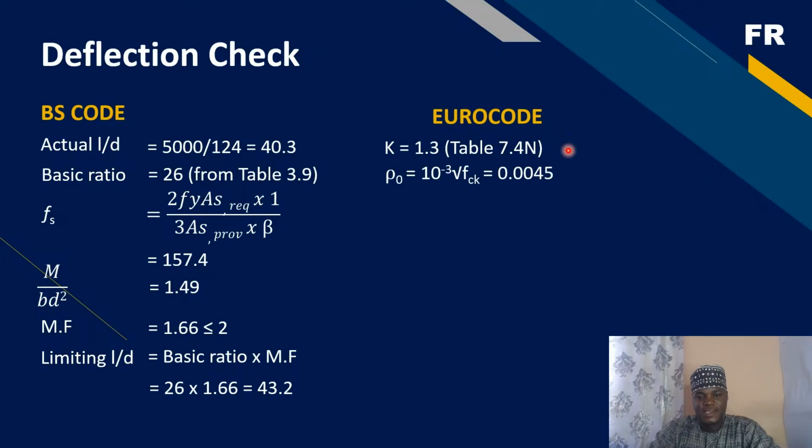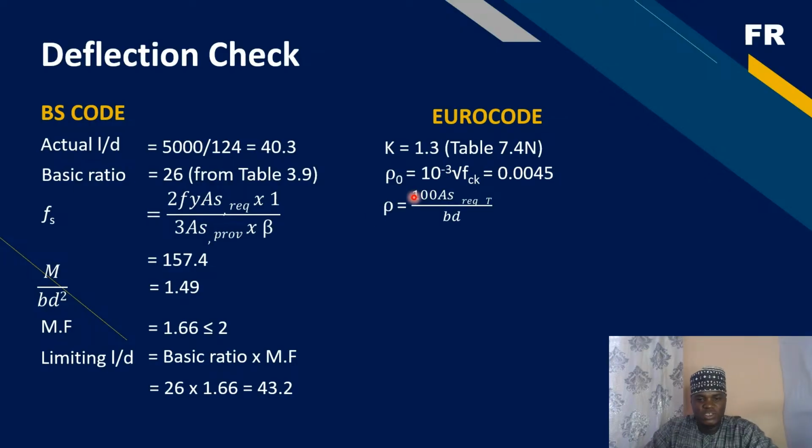And then in order to calculate the limiting factor for Eurocode, we need to calculate what we call the reference ratio. This reference ratio is equal to 10 to the power of minus 3 times the square root of fck. fck in this case is 20. So if you substitute 20, at the end of the day, you have 0.0045.